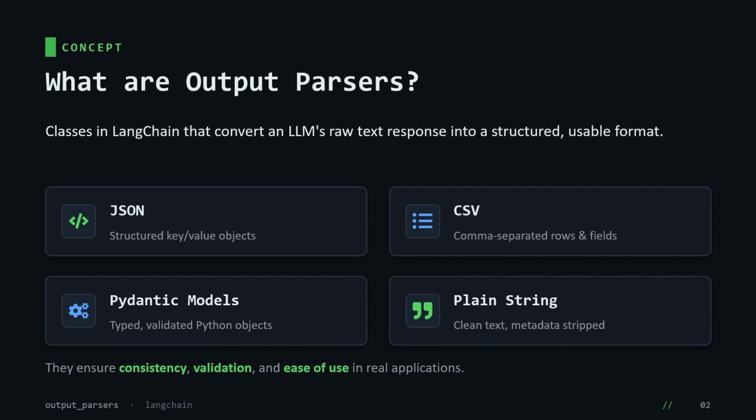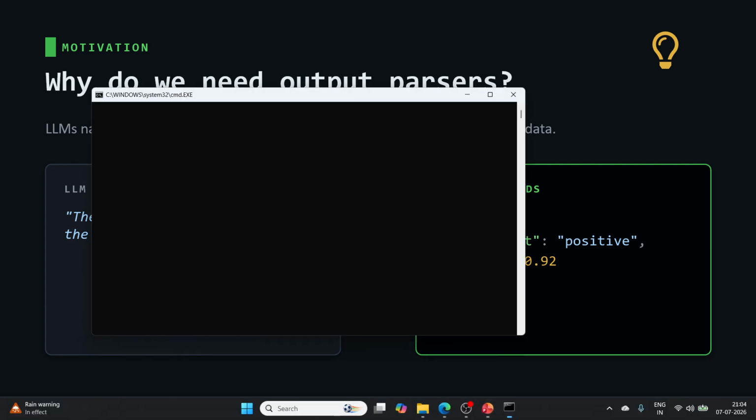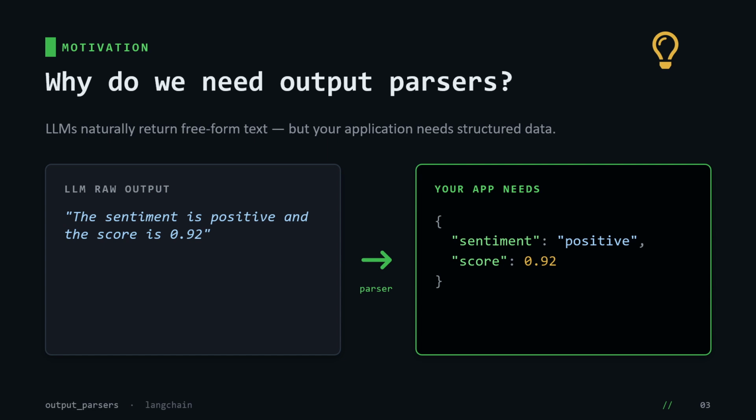These output parsers ensure consistency, validation, and ease of use in real applications. We all know the importance of structured output. Naturally, an LLM will return free text, for example: the sentiment is positive and score is 0.92. But if we want to feed it to some downstream application, we will need it in JSON or in a dictionary. The example you are seeing on the screen is converted using the JSON output parser.